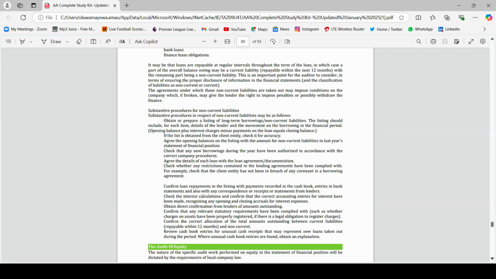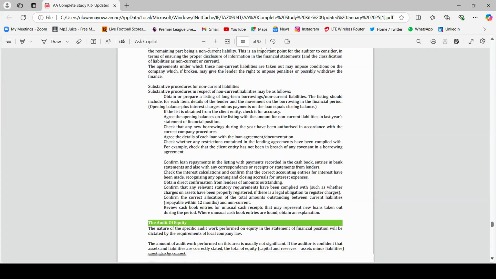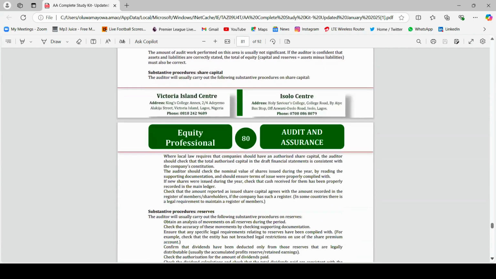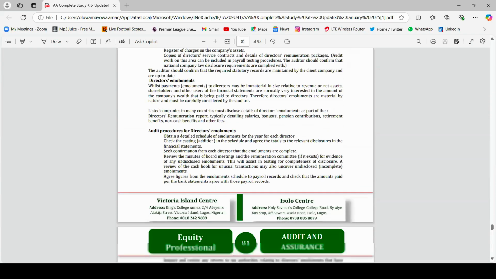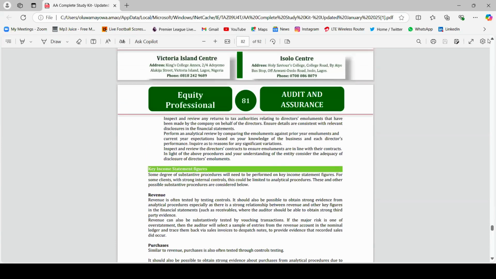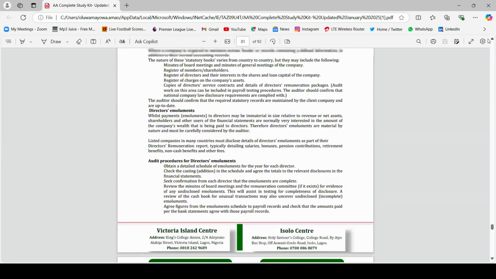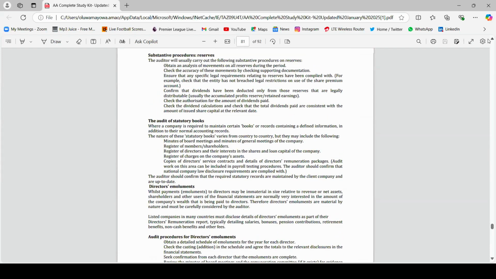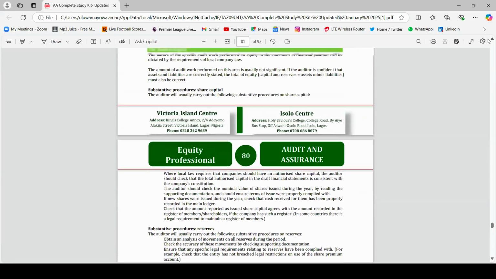Now, just like for your liabilities and your assets, you do carry out substantive procedure for the equity too. What the auditor is doing here is to verify that the equity value is correct, that the equity value is appropriately captured, that there is no overstatement of the equity value.